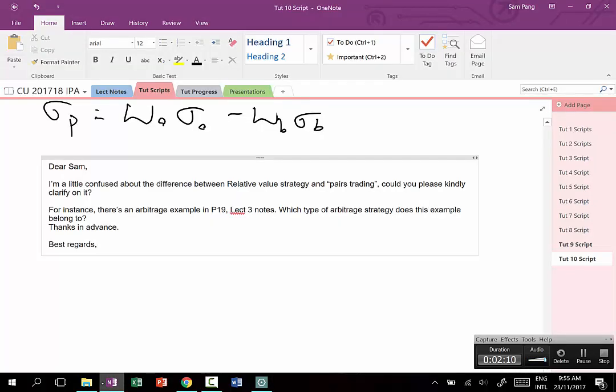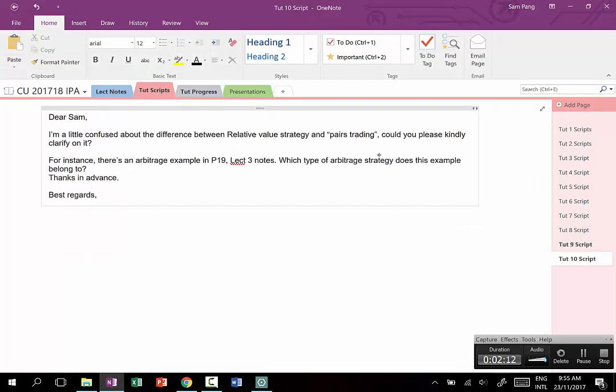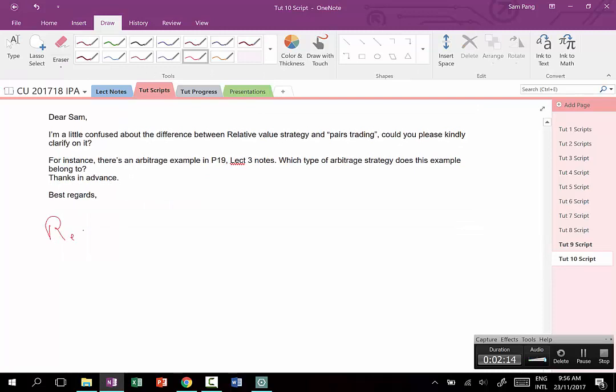Now, first of all, relative value, really, the meaning of that is you are trading 2 things, and you long the one which you think has good value, and you short the one which you think has lesser value.